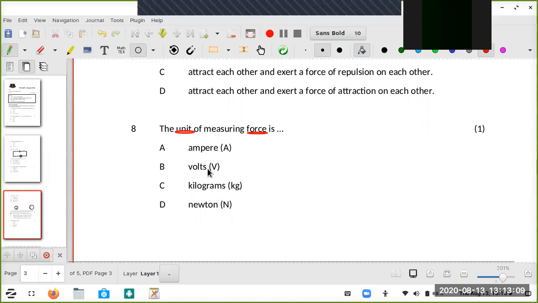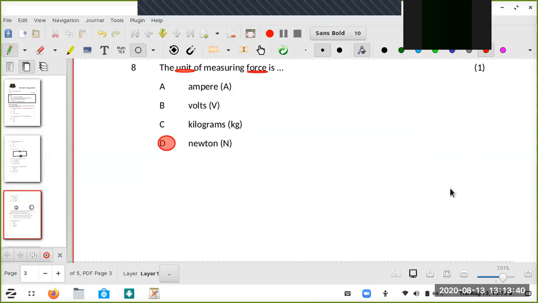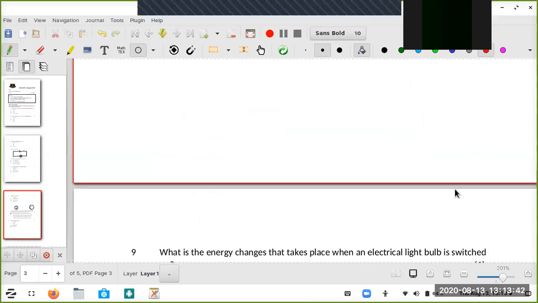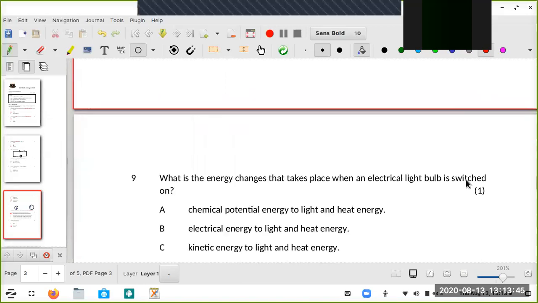Volts is for voltage, that's the PD across a cell or a resistor. So this one is for voltage, it's not force. Kilograms is for mass, so it's not a unit for force. Then Newton, that's the correct one. That's the correct unit of force. Newton, from Isaac Newton, the first scientist to talk about force.